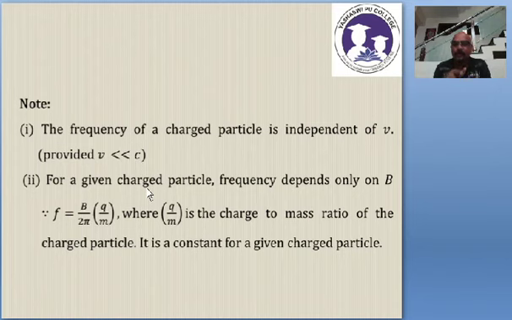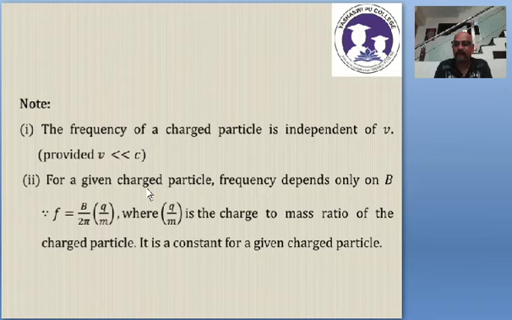So QB divided by 2 pi m, because frequency is independent of velocity. We say that the frequency is independent of velocity, whatever the velocity is. If velocity increases, radius also increases. That's what I wanted to say. If velocity increases, radius increases. The frequency of a charged particle is independent of velocity.